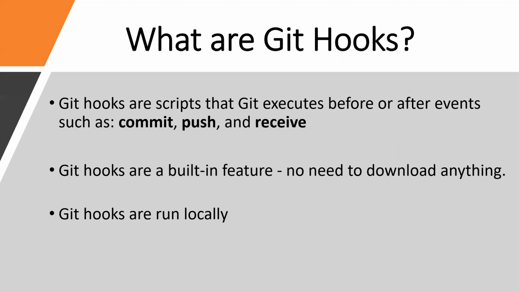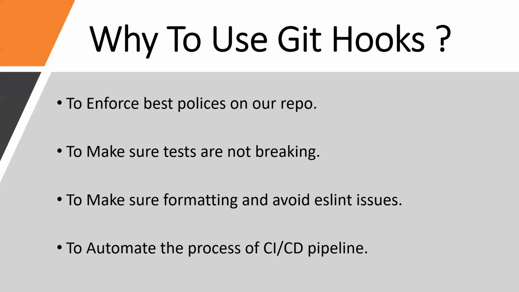Let's see why to use these Git hooks: to enforce the best policies and best practices on our repo. What does it mean exactly? It means at any point of time, if I'm trying to commit or push the code into Git, I need to make sure that all the unit test cases are working fine and not breaking, because untested code will break the builds. And again, we need to come back to our code to test everything and find what is failing. So these are the reasons.